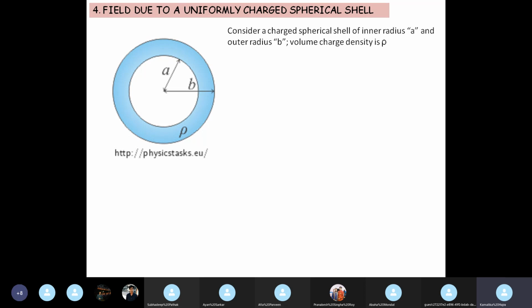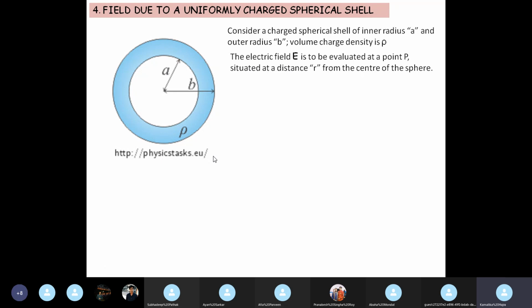Again, this is a three-dimensional object, but I did not find a three-dimensional figure even on the internet for a shell. So this is a cross section. Inner radius a, outer radius b, and for the solid portion the charge density is rho. It is taken from this website.